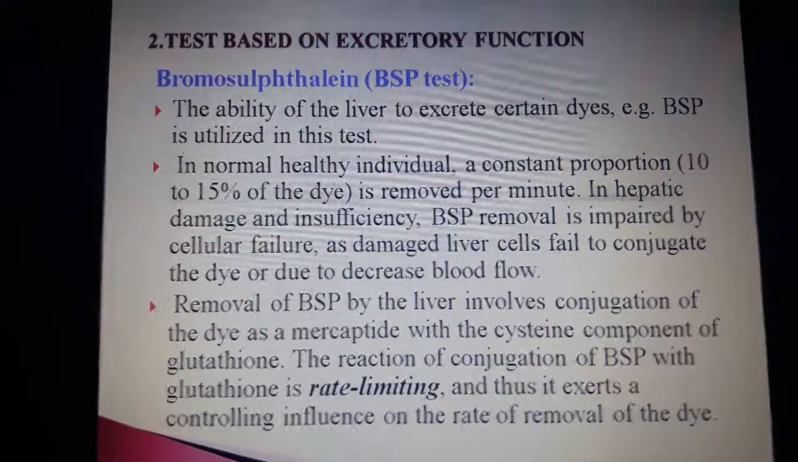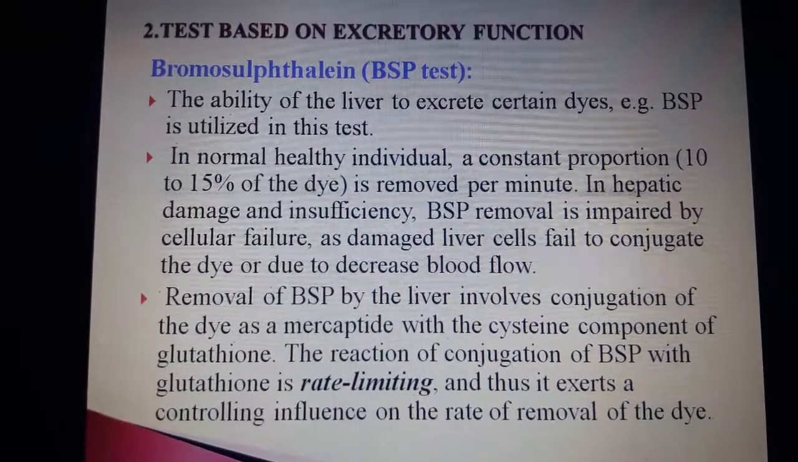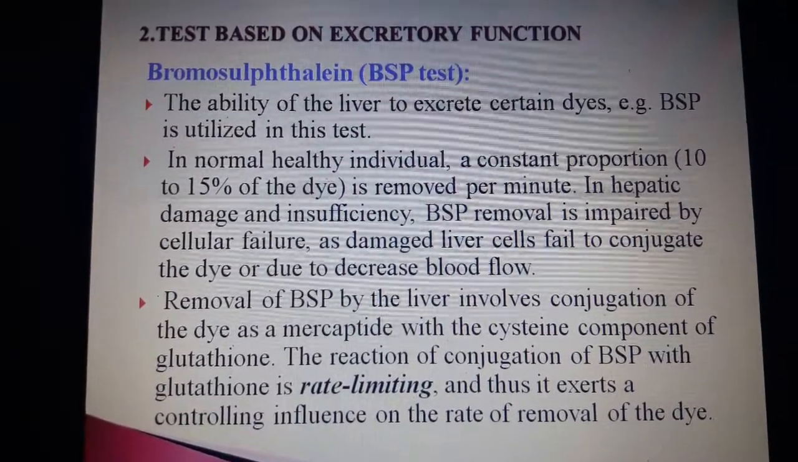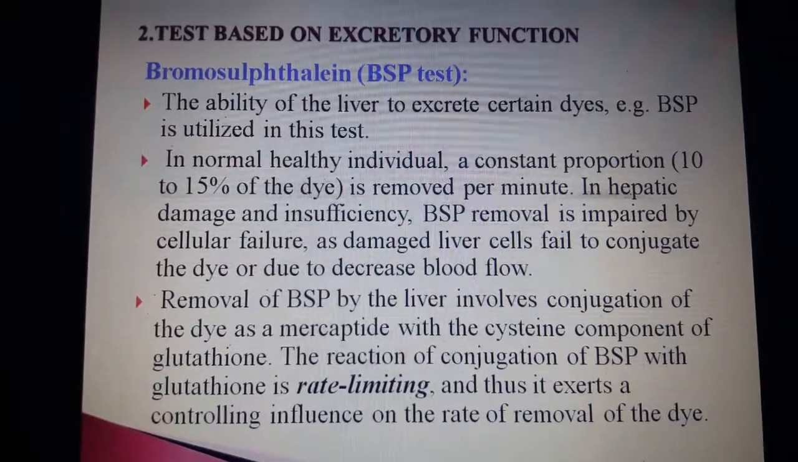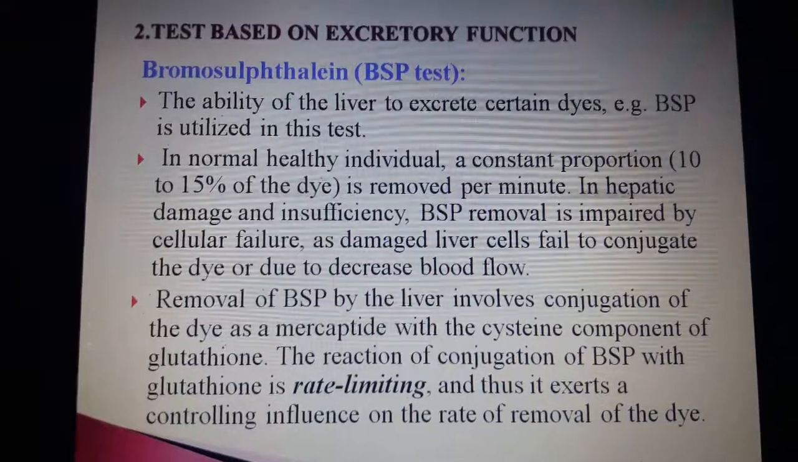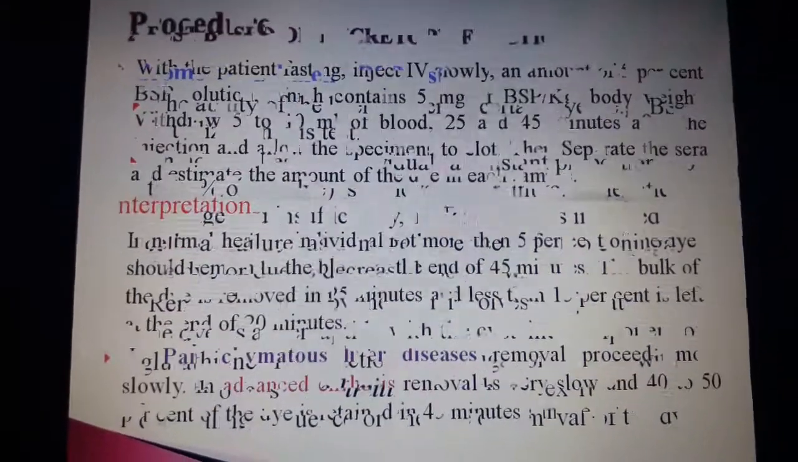Removal of BSP by the liver involves conjugation of the dye as a mercaptide with the cysteine component of glutathione. The reaction of conjugation of BSP with glutathione is rate limiting, and thus it exerts a controlling influence on the rate of removal of the dye.